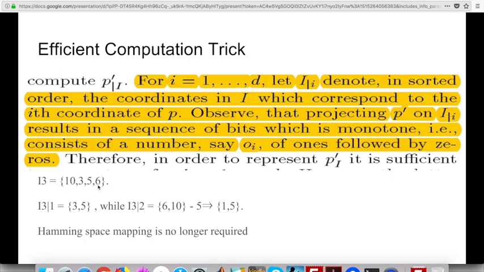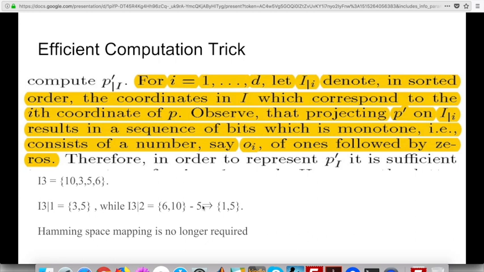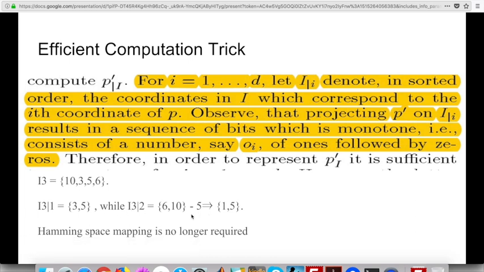Why is that? Because 6 and 10 refer to the 6th and the 10th bit in the Hamming space, which refers to the second coordinate of B. So 6 and 10, I'm going to subtract 5. Remember, 5 is C, capital C, which is the maximum coordinate in our space. So I3,2 becomes 1 and 5. You will see that this whole trick, the sorting, the subtraction, will make the computation of the hashing function very efficient, and we will not need to map the points to the Hamming space.